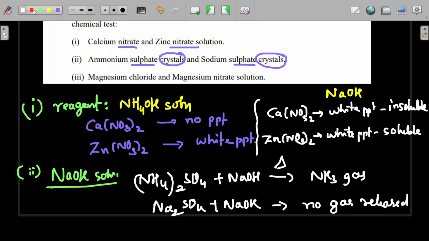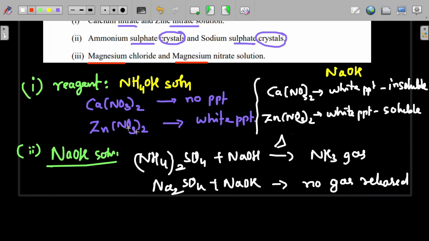Okay? Third case, you see magnesium chloride, magnesium nitrate. Here the cation is the same. When the cation is the same, don't take NaOH or NH4OH. You have to use either silver nitrate or lead nitrate. Okay? Silver nitrate or lead nitrate. Why? Because magnesium chloride.